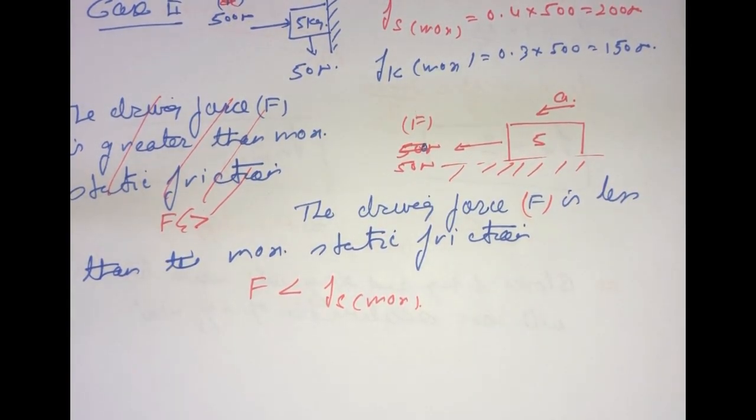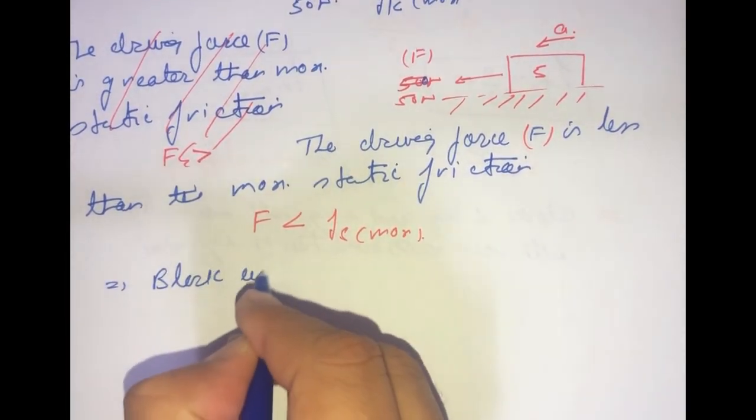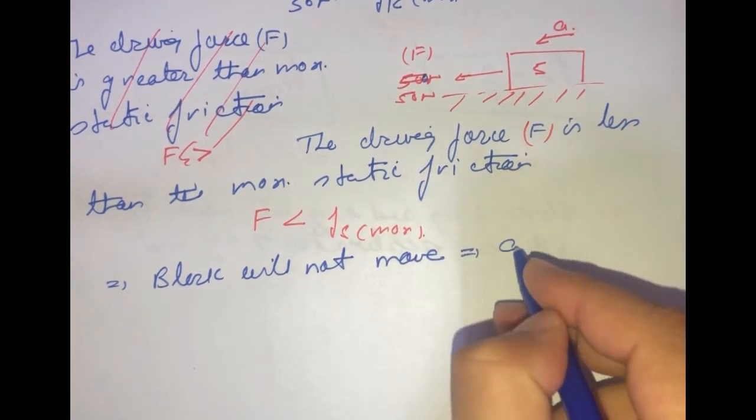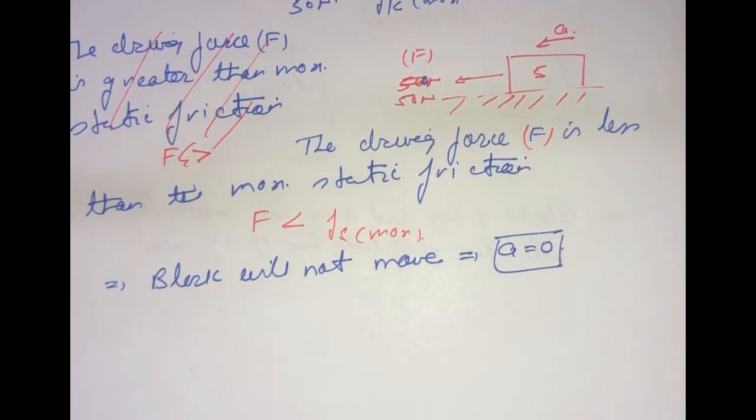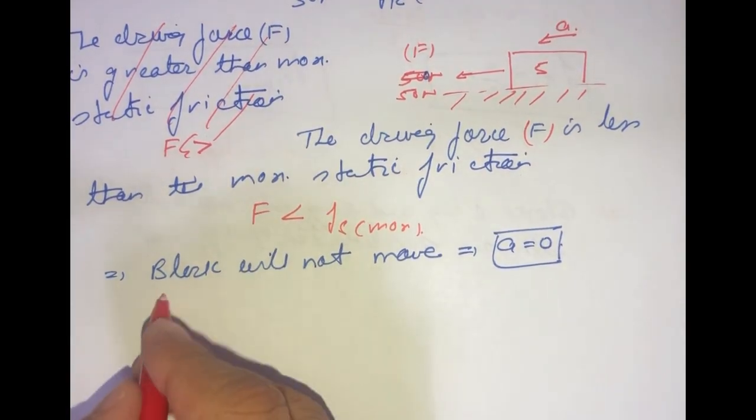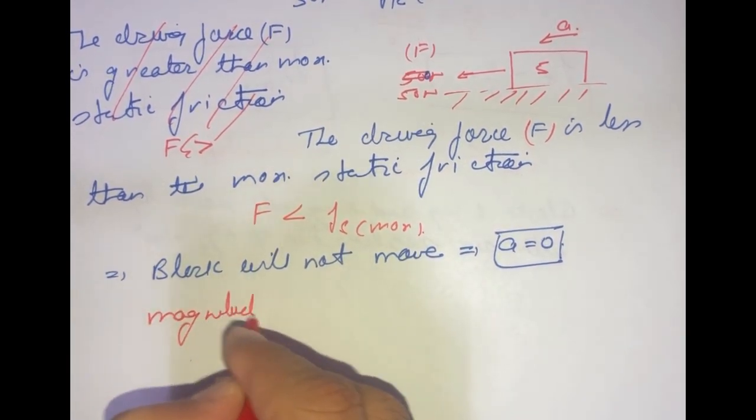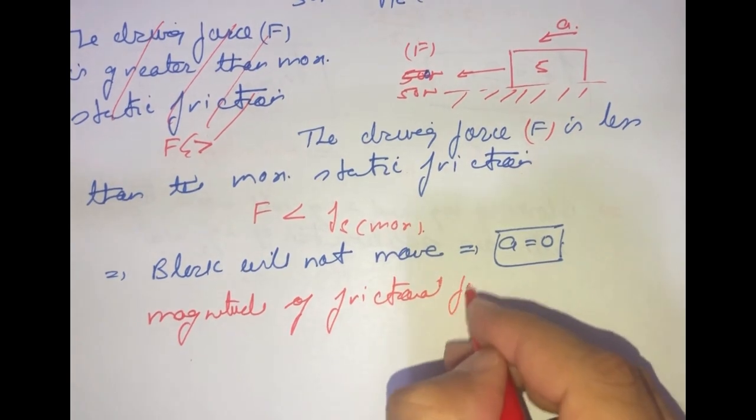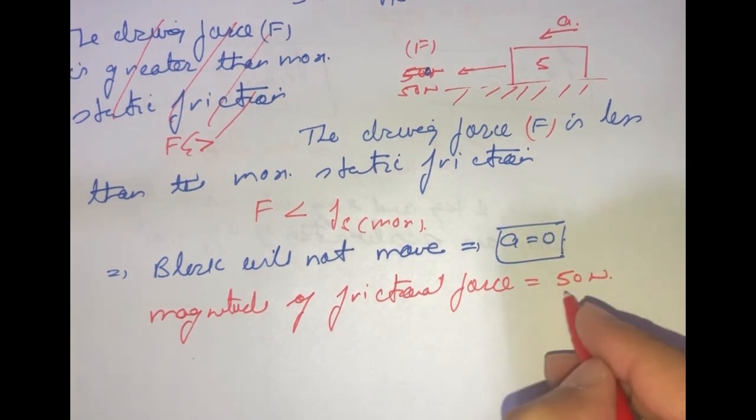So under this condition, the block will not move. Therefore, acceleration will be 0. And next we are going to find out the magnitude of frictional force. Okay, so the magnitude of the frictional force will be nothing but the value of the driving force. Magnitude of frictional force will be equal to driving force, that is 50 Newton.